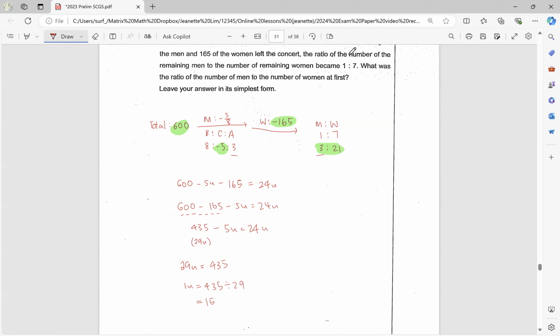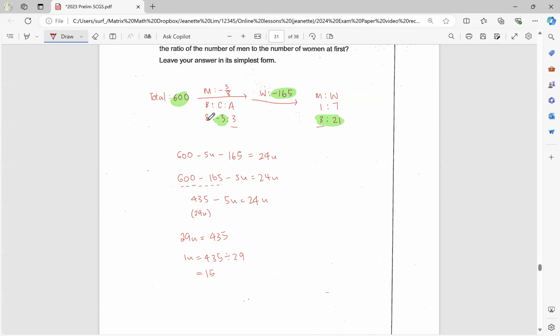What is the ratio of men to women at first? Okay, so the number of men is 8 units. Men at first, which is your 8 units. So 8 times 15, 120.